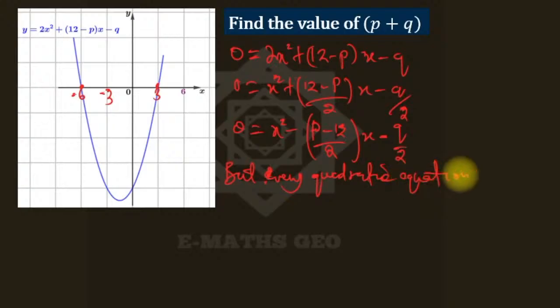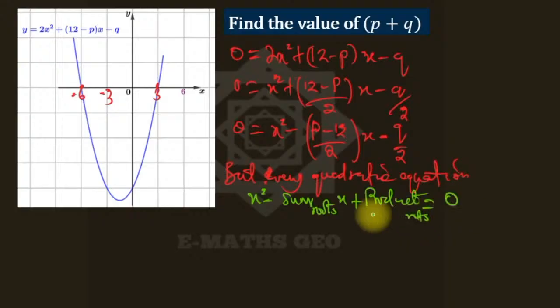Every quadratic equation is of the form x squared minus sum of the roots x plus product of the roots equal to 0. If you could remember this, every quadratic equation is of this form. So from here, this is a quadratic equation, meaning that this is the sum of the roots. Therefore, p minus 12 over 2 is equal to the sum of the roots.